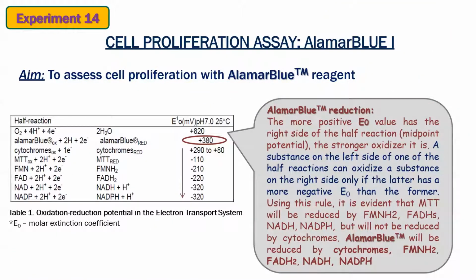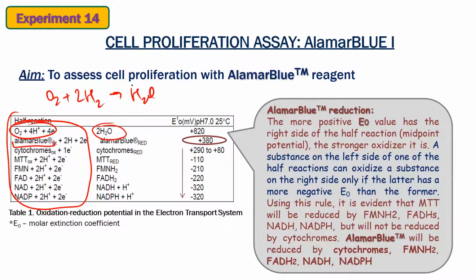Okay, so now let's talk about this small table. Here is shown the ability of different molecules to reduce our Alamar Blue. As you can see here, it's a usual reaction. We have O2 plus 2H2, and we obtain H2O. But what we measure here is the potential, or energy, that is needed to convert these things into H2O, and also to the reduction of the molecule.